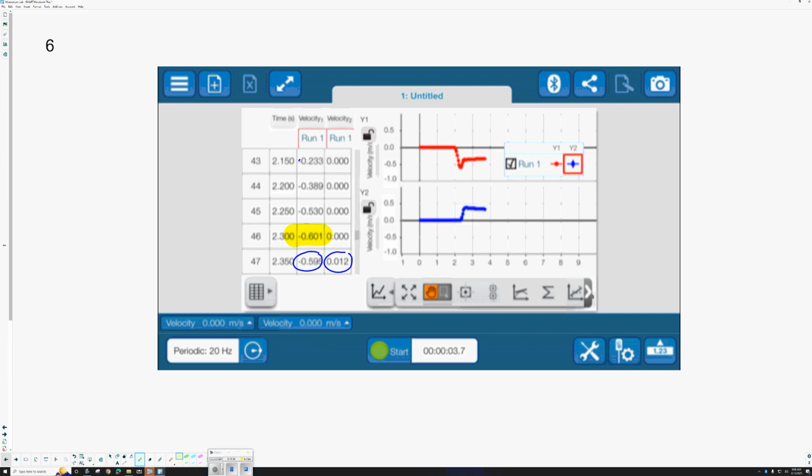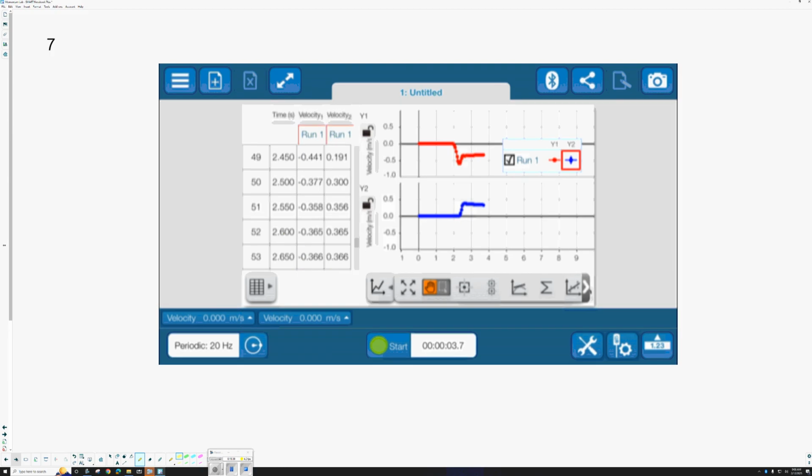What about VF? The velocity immediately after the collision. Take a look at this table now. The red one is slowing down. Of course the red one's slowing down. It's colliding. The blue one is speeding up, 0.191, 0.300, 0.356. Of course it is, right? It was at rest. It has to speed up to take off, right? We want the velocity immediately after the collision is finished. When is the collision finished? When they're both moving at the same speed.